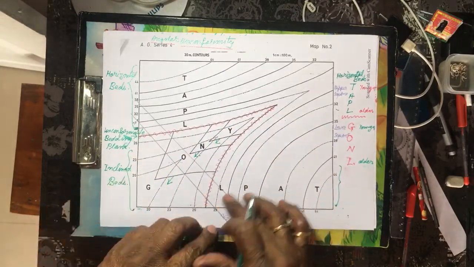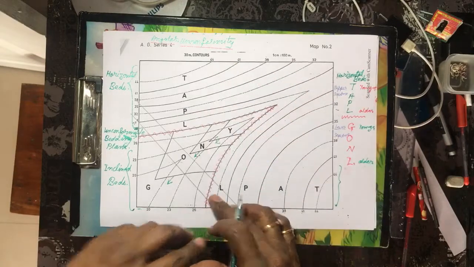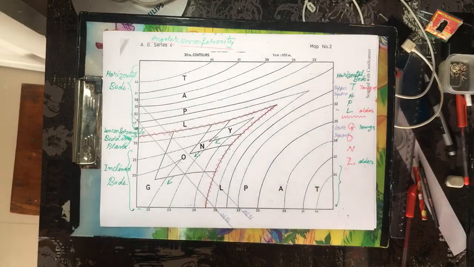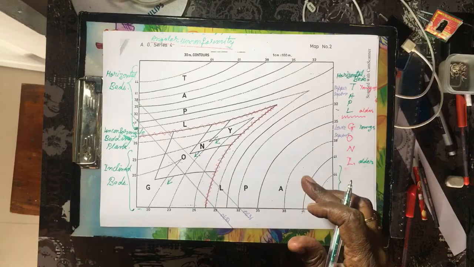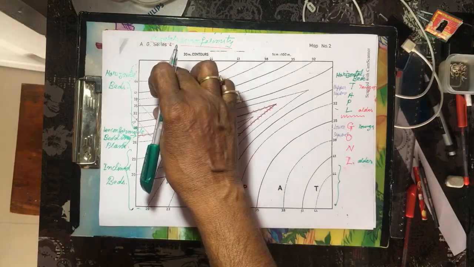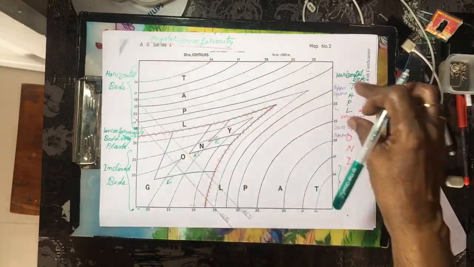So all these beds are parallel to the contour line. When they are parallel to the contour line, we are unable to get the strike line, and they are indicating horizontal beds. So I have noted down here the horizontal bed. So they are the upper sequence.